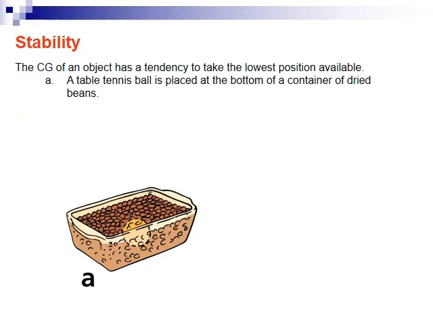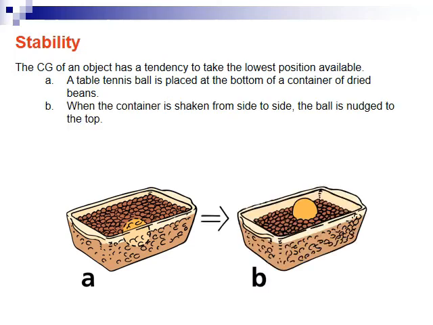Objects tend to move or roll only if this motion will lower their center of mass. Consider a table tennis ball placed at the bottom of a container of dried beans, for example. When you shake the tray, what will happen? The ball will be nudged up to the top. Guess why? What's the reason?